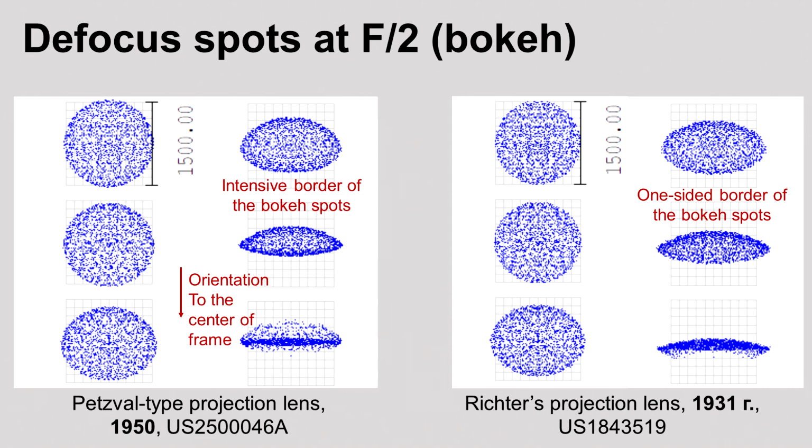Upon closer inspection, it turns out that Petzval bokeh discs have a bright border, especially at the edge of the frame. At the same time, in Richter, the border in the center of the frame is not pronounced, and along the edge of the frame it is present only on one side of the disc. So the picture rendition of Petzval and Richter should be noticeably different.